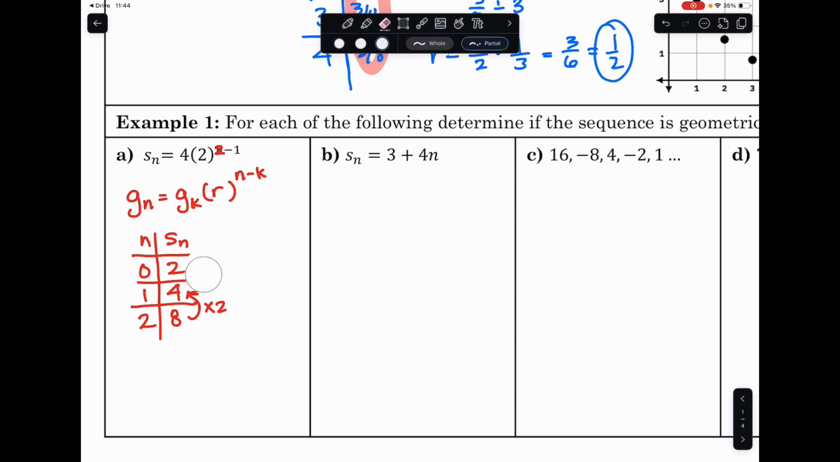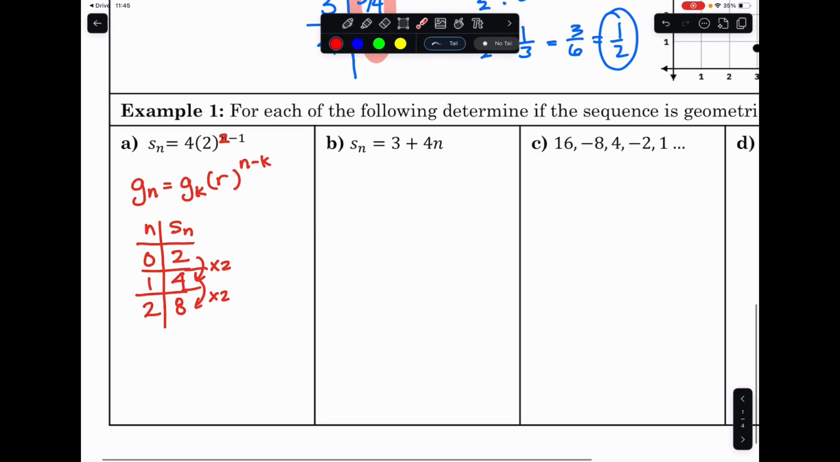Sorry, I'm going the wrong way. My arrow should be going downwards, okay? I'm multiplying by 2 to get that value, and I'm multiplying by 2 to get that value. And to know what number I'm multiplying to get the next number in the sequence, I just simply get any value and divide it by its previous one. So 8 divided by 4 is 2. So I'm multiplying by 2 to get that number. And 4 divided by 2 is 2. So 2 times 2 and 4 times 2 gives me those values. So since this has a common ratio, this is an example of a geometric sequence.